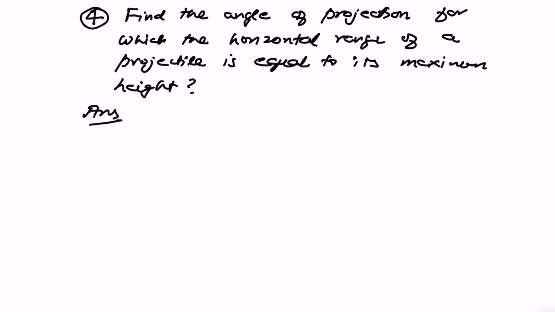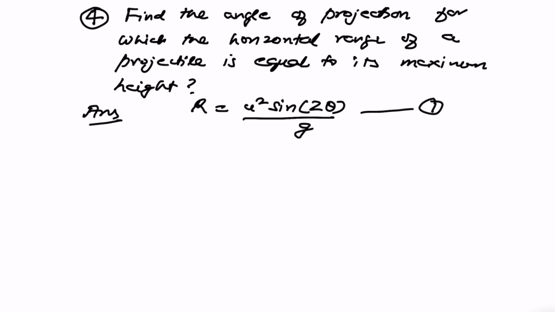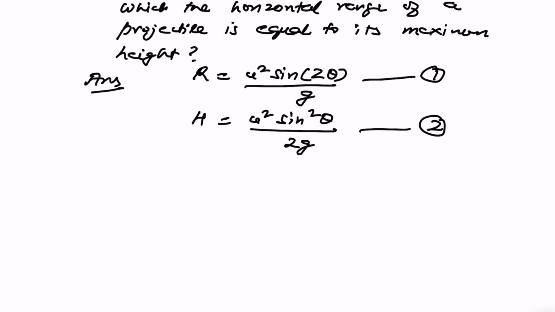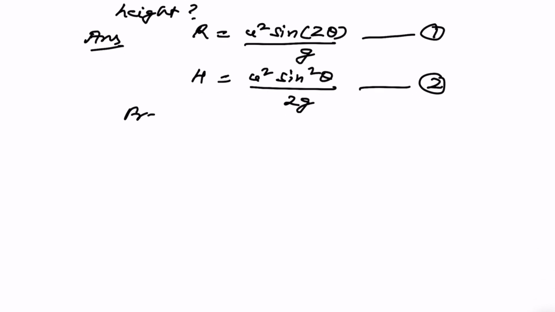Now we know that the formula for range of a projectile is given by how much? U square sine 2 theta upon g. This is the formula for range. And we know the formula for maximum height is given by how much? U square sine square theta upon 2. Now from the question it is given that this range and height are equal. So we will put the both equal.